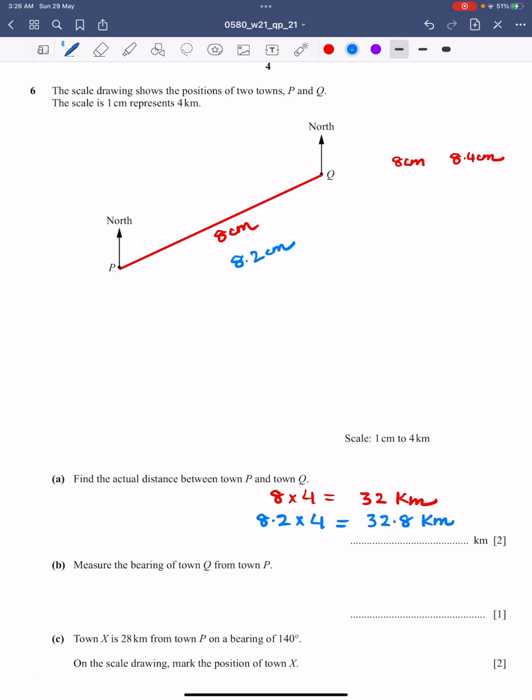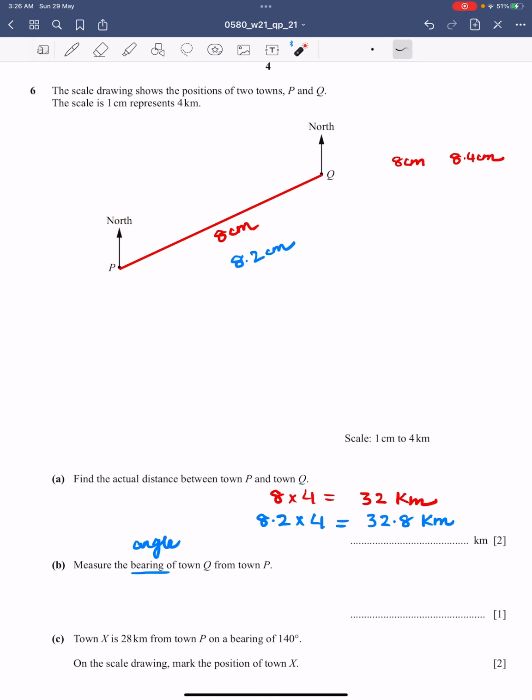Measure the bearing of town Q from town P. Now what is bearing? Bearing is nothing but angle. We are familiar with the concept of angles from a very small grade. Bearing is the same thing as an angle, but the only thing that makes bearing different is the angle measurement starts from north. So this is going to be our 0 degrees. If we want to keep our protractor, we keep it in this position. So this is the center of the protractor.